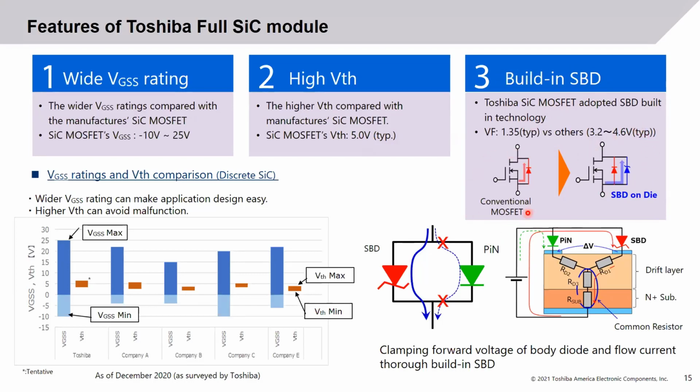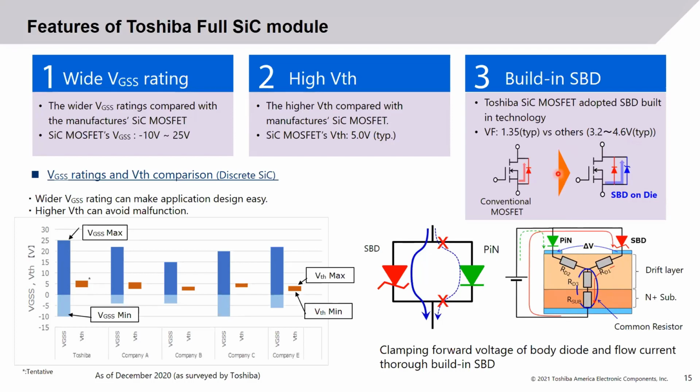Another very interesting feature is the built-in SBD. A conventional silicon carbide MOSFET has an intrinsic body diode, but even though it is a silicon carbide MOSFET, the diode is not an SBD, it's not Schottky, and it has quite a high voltage drop. To overcome it, a separate die or a separate external diode can be used. Toshiba has implemented what we call SBD built-in technology. The diode is a part of the structure of the whole MOSFET. It's not a separate die.